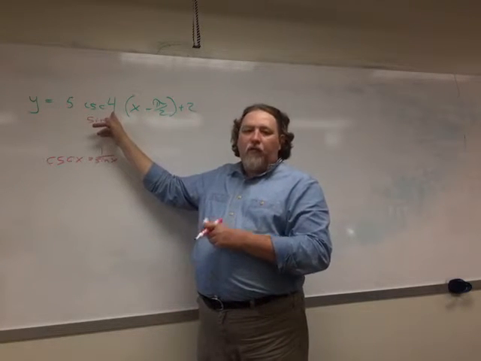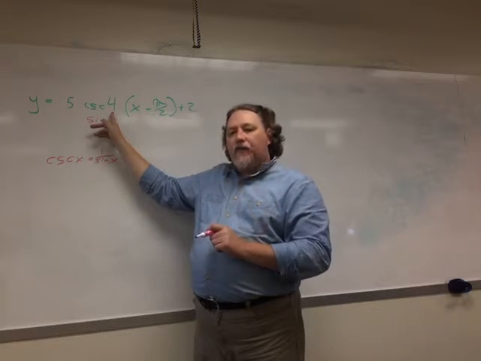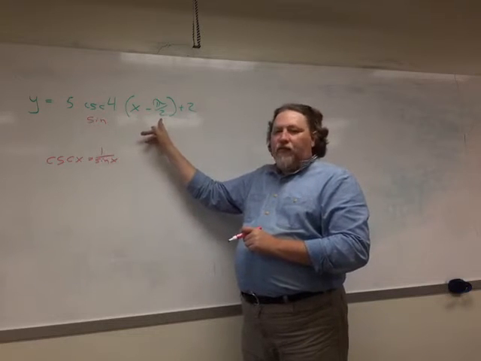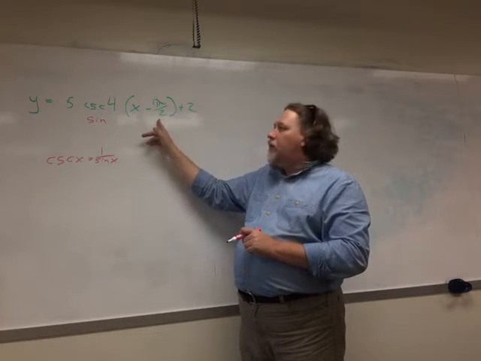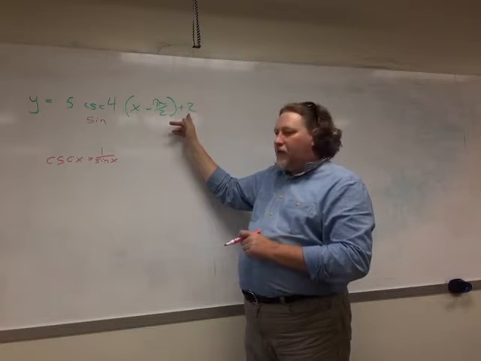This is a 4, so that means the period is 2 pi divided by 4, which is pi over 2. We have a phase shift of positive pi over 2. Remember, it's the opposite of this. And we have a vertical shift of plus 2.